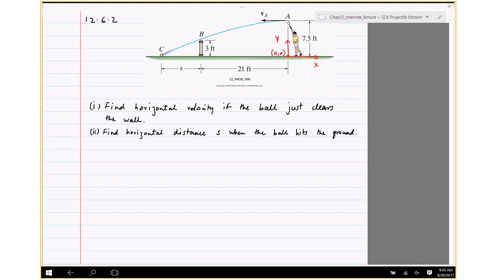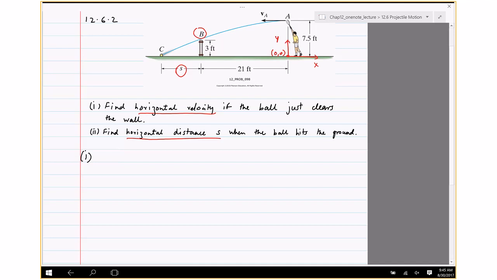Velocity in this case is horizontal. You're going to find the horizontal velocity if the ball just clears the fence or clears the wall. And then you have to find the horizontal distance s that the tennis ball will fall after clearing the wall. So again, as I said, it's a similar problem like previously, because you're given the initial and final position and you're told to find the velocity. The inverse problem is you're given the velocity and told to find the position. So we use the same philosophy or the formula we used earlier.